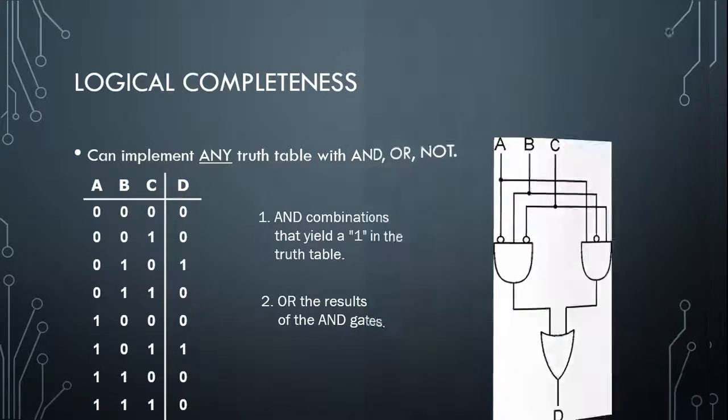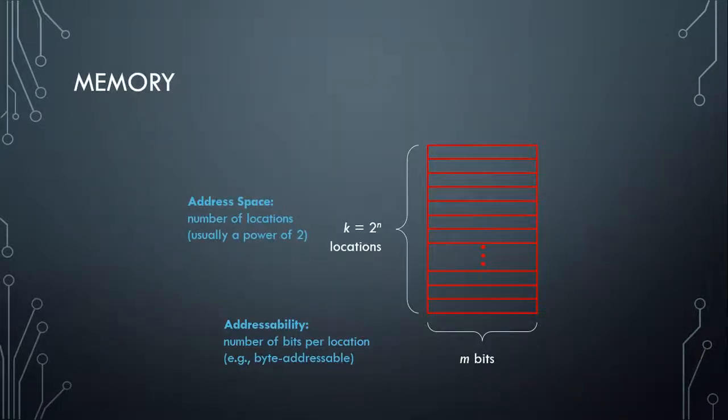What you do need to know, though, is memory. Memory is a logical K times M array of stored bits. You have the address space, which is the number of locations, usually a power of 2. Makes sense, because everything is binary.